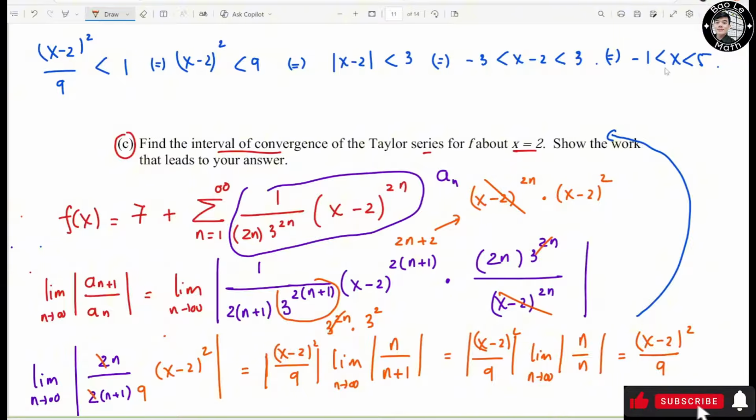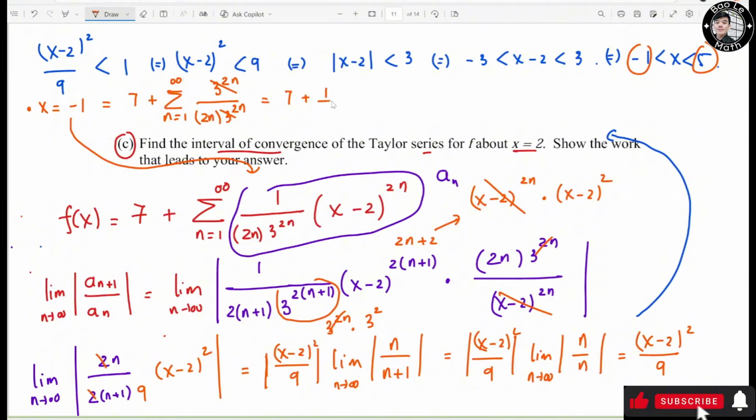Now we need to check for the endpoints, right? So the first one is s equal negative 1 and the second one is s equal 5. S equal negative 1. Substitute negative 1 for s over here. So we have, it's going to be 7 plus, this guy cancels out, right? I'm going to bring 1/2 to the front, so it could be 1/2 series 1 over n when n starts from 1 to infinity, right? Now since this one is the harmonic series, it's always divergent, right? So if this one diverges, the whole thing right here diverges, right?